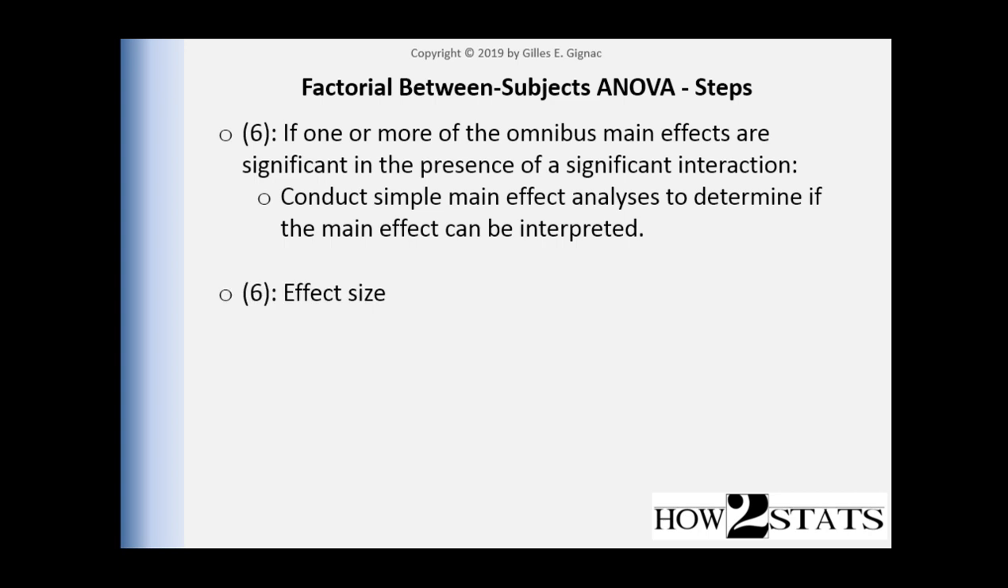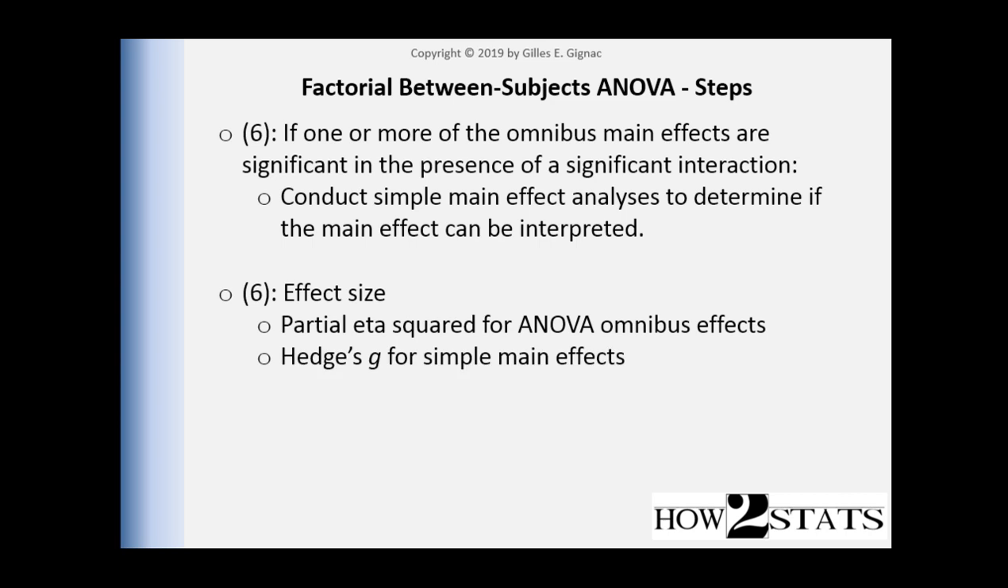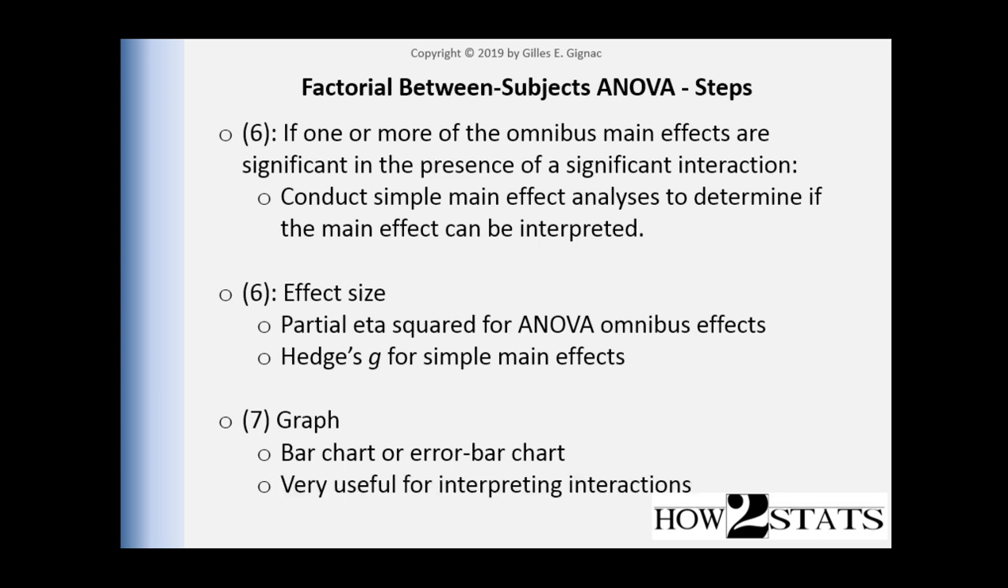Next, you want to consider effect size, and for the omnibus effect size, you'll be looking for partial eta squared, which is reported in that key ANOVA table. You want to report that for every effect that you report in the analysis. And for the simple main effects, you would consider Hedges' g, it's sometimes called Cohen's d, for each of those analyses. Now finally, you would look at a graph for a between subjects factorial ANOVA, because that is the best way to help interpret an interaction. And you have the option of a bar chart or an error bar chart in this context, because that is really going to elucidate the nature of the interaction. So those are the 7 key steps associated with conducting a factorial between subjects ANOVA.